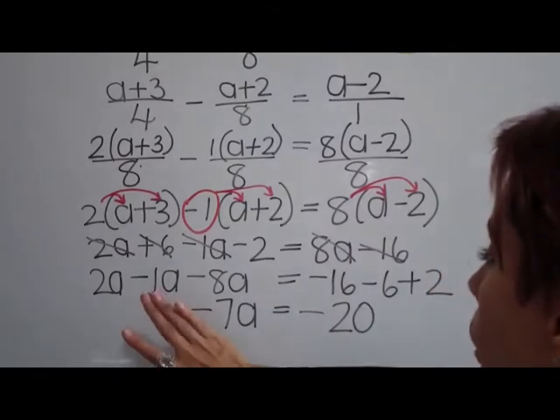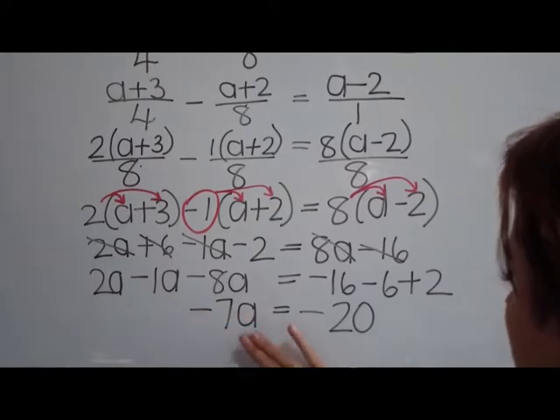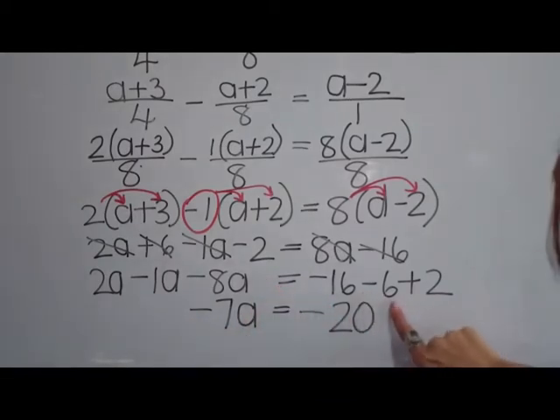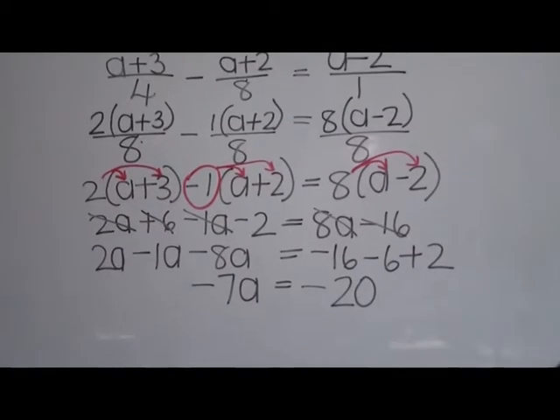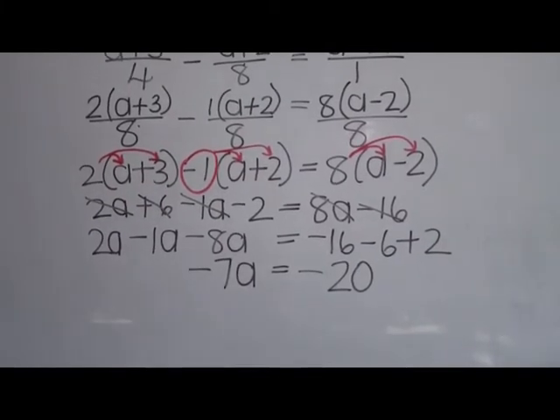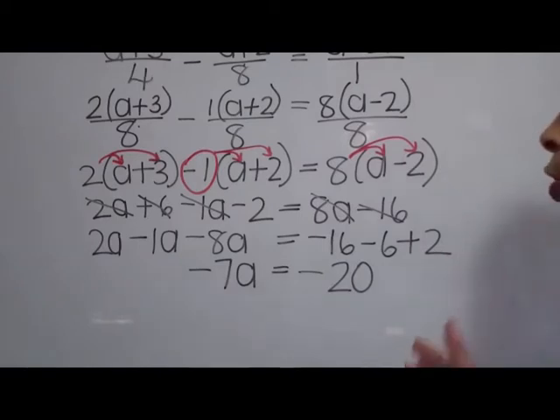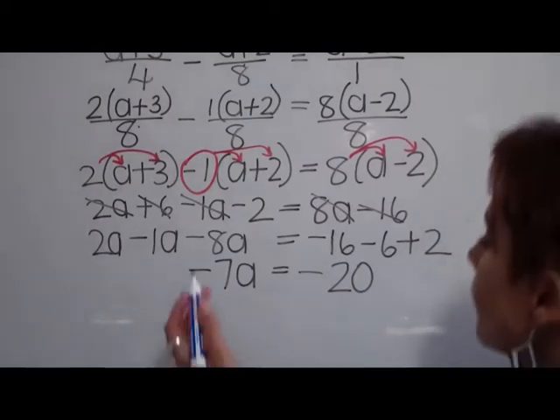2 minus 1 is 1, 1 take away 8 is negative 7a, negative 16 minus 6 is negative 22, plus 2 is negative 20. Now you might think, oh, I made a mistake. You haven't, it's all mathematically sound. What do I do? Now what I always do, even though it doesn't divide correctly or exactly, don't panic and think, oh, I made a mistake now. You checked your work and you worked nicely, it's right.